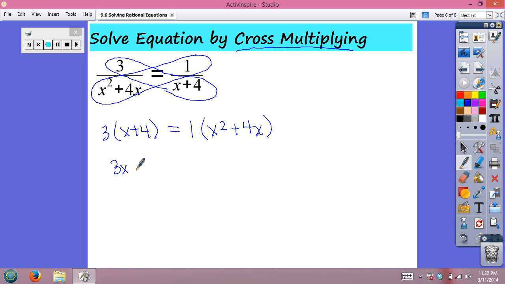Distributing the 3, we're going to get 3x plus 12 is equal to x squared plus 4x. We know we want to solve for x, so we have to get all these on the same side. So we're going to get 0 equals x squared plus x minus 12 equals 0. Oops, I already have the 0 on the other side.